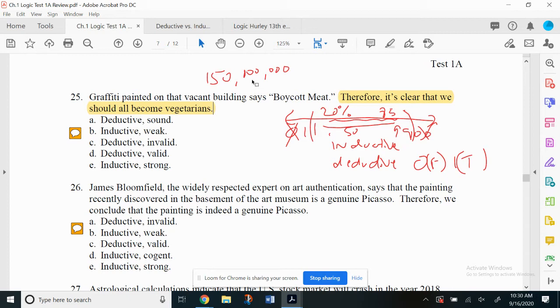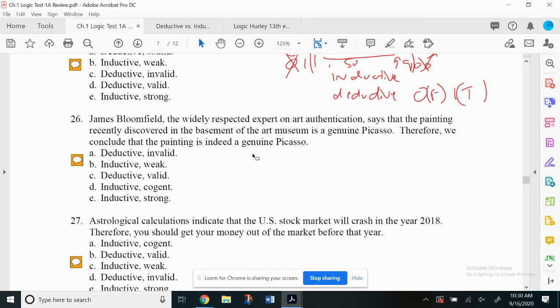26, I'll let you pause, look at this, think about it. And the answer is E, inductive strong. That just means if you were to grant that these premises were true, if you were to say, look, I'm just going to hypothetically say that they are true, would this probably follow? Yes. Therefore, it's strong.